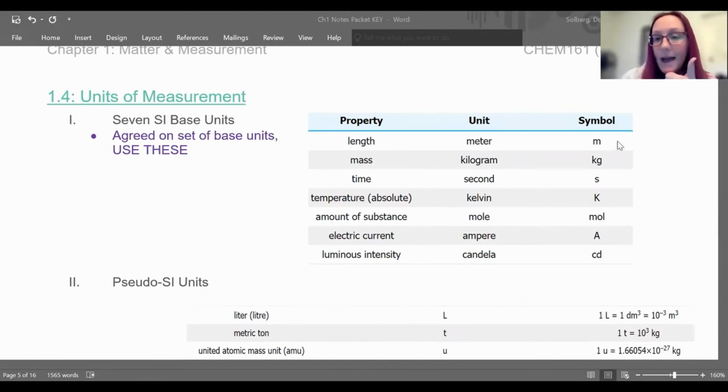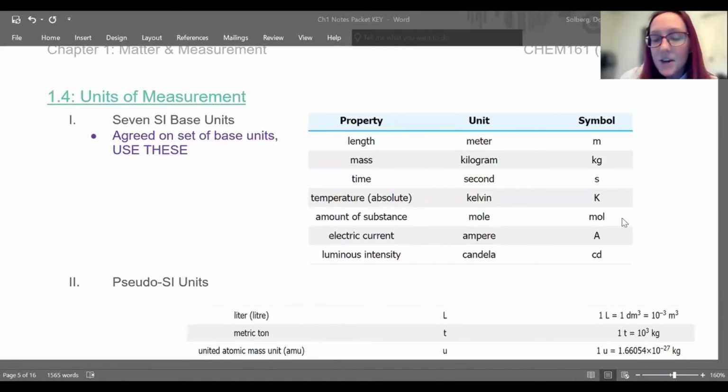So you've got the meter is m, kilogram is kg. We also measure things on a smaller scale, so you will see grams, that is just a g. Seconds is s, Kelvin is K, capital K, and a mole is mol. I know it's only 1 letter shorter, but we still do use that as the symbol for a mole. Can't use m because m is already taken by meter.